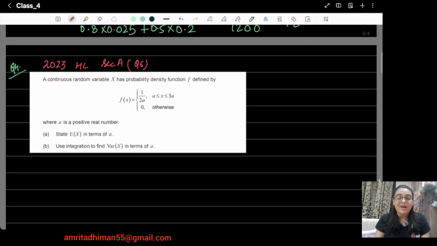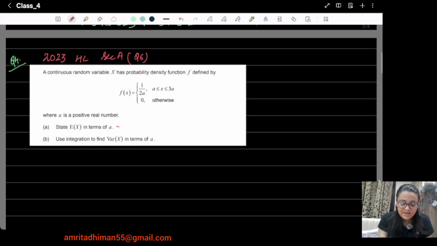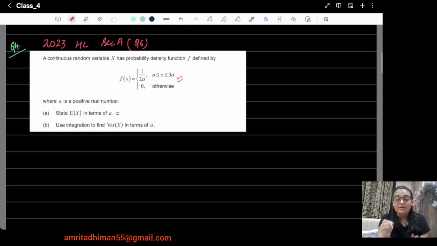Question number 4 I have taken from the 2023 paper HL section A. In this, the first part is very easy. This is a continuous random variable. I have discussed that in a continuous random variable, we use integration, because we have an infinite number of terms between a to 3a, right? So this is a continuous variable.